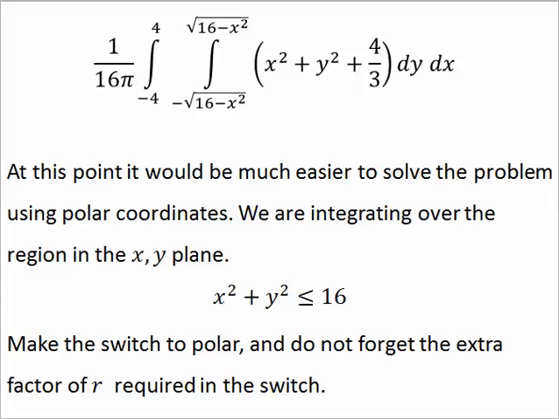So switching to polar coordinates, my radius is going to run from 0 to 4, and my angle is going to run from 0 to 2 pi. Now, switching to polar coordinates, x squared plus y squared is equal to r squared. And then don't forget to add in that factor of r required when you switch from rectangular to polar coordinates. And so this is what you're going to get.